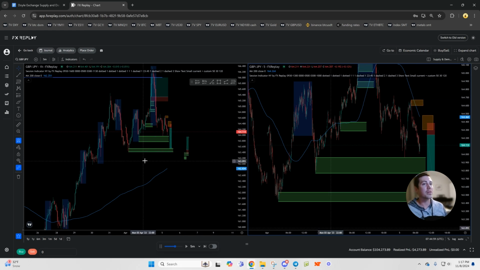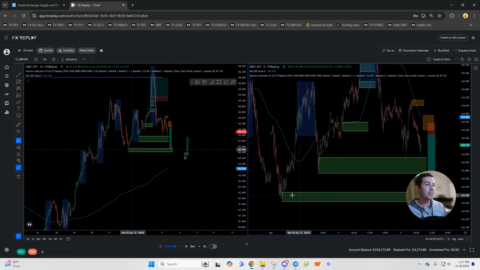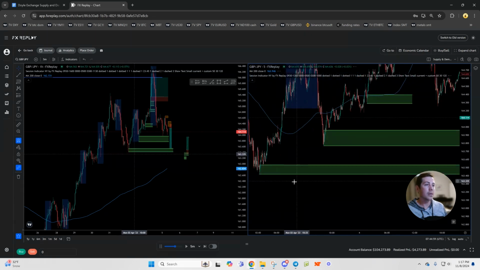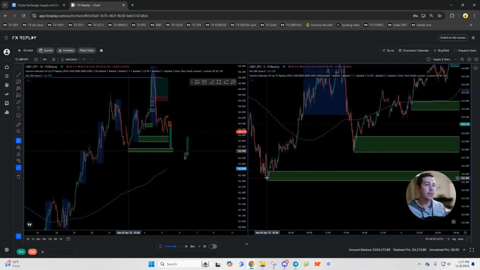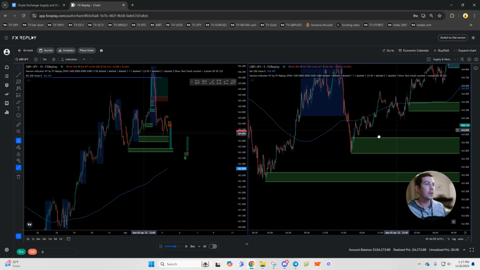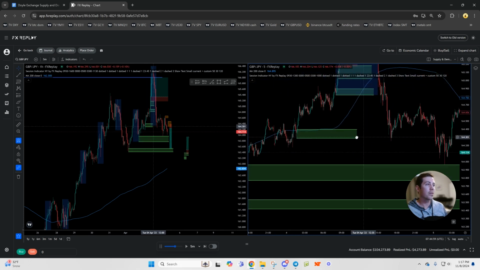However, this is maybe one of those situations that he said you can maybe scale down, because we are obviously kind of against the high time frame trend a little bit. But we do have kind of two demand levels down below here from kind of the last red candles before these impulsive moves or reversals, as well as this one from the previous day.